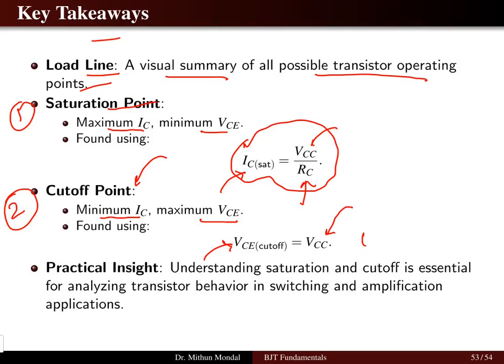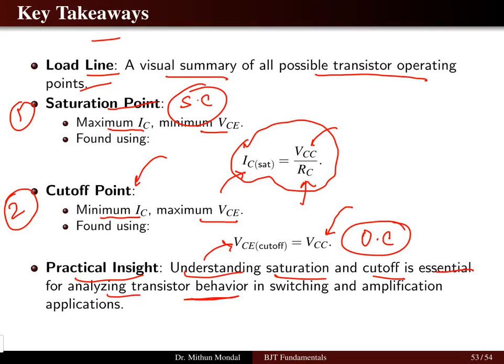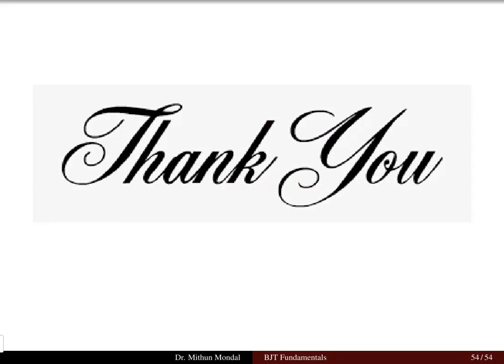So here we think of the transistor as an open circuit, and at the saturation point we think of the transistor as a short circuit. The practical insight we get from these saturation and cutoff points is the understanding that is essential for analyzing any transistor behavior in the switching region and in amplification applications. So here we complete the discussions on the load line. These discussions on transistors, where we discussed biasing as well as calculating the voltage in the common emitter configuration, and the load line are very important for BJT fundamentals.